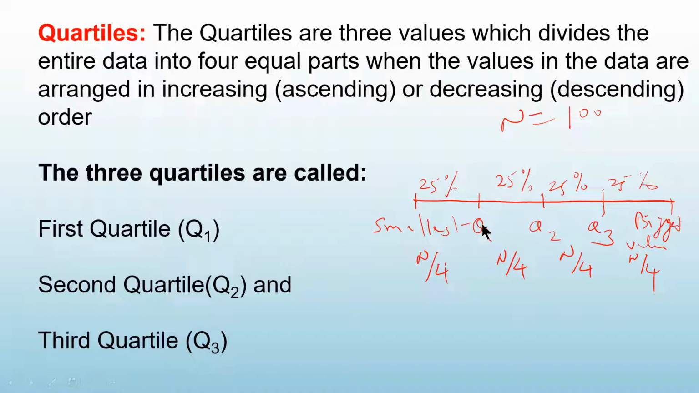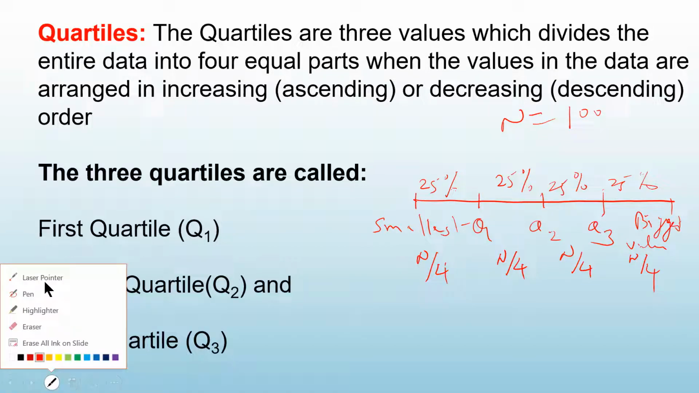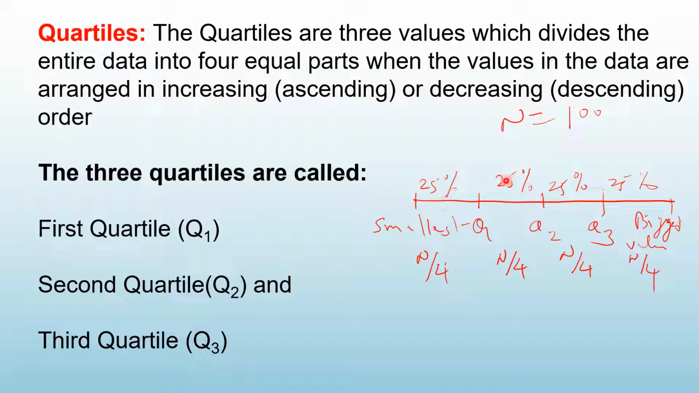Look at this picture. If I ask you how many values are less than Q2, see this picture, this is Q2. How many values are smaller than Q2? 25 plus 25, that is how many values? 50%, correct? 50% of values are less than Q2, and the remaining 50% are greater than Q2. So where is this Q2? It is exactly in the middle, in the center. And we know that the value which comes in the center, we call it the median. So Q2 is equal to median.